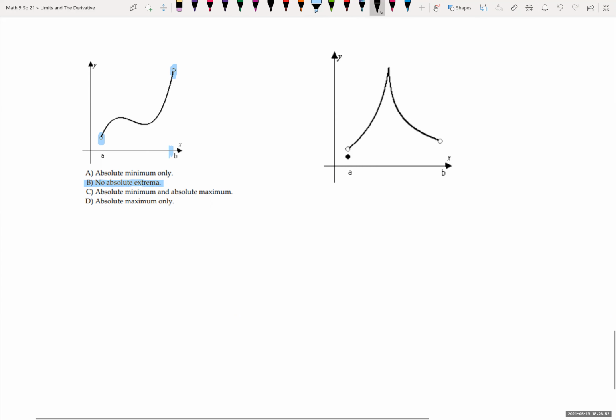And so looking at the second one, does it have an absolute max or an absolute min? Or does it have one or the other, or both or neither?